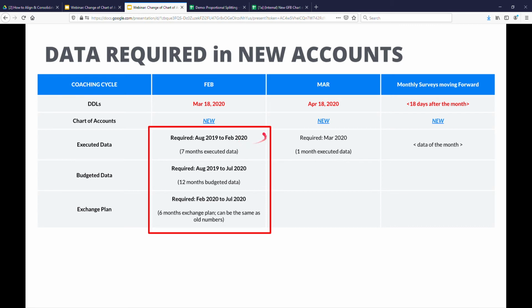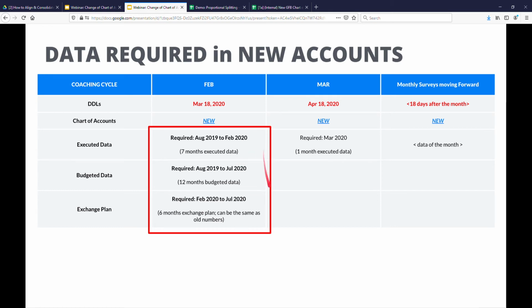Then after all of those will be March. It would be the March survey, which is just the executed, and then everything else will just be asking for the executed data.